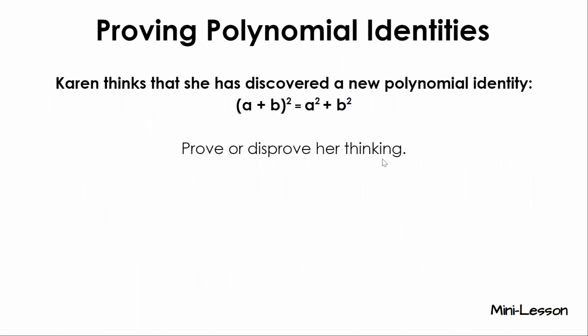Okay, so really quick, Karen thinks that she has discovered a new polynomial identity. So I want you to go ahead and write down what she has discovered as the polynomial identity, and we need to prove or disprove her thinking. Okay, Blessing's already saying it's going to be disproved. Now what we're going to do here is take this side and see if it's equal to this side. So what do you think we're going to do?